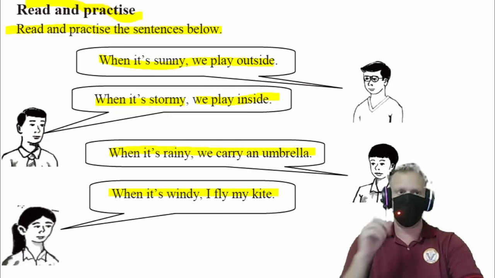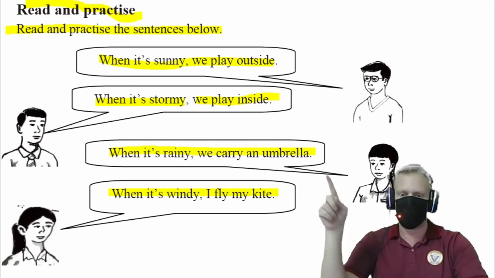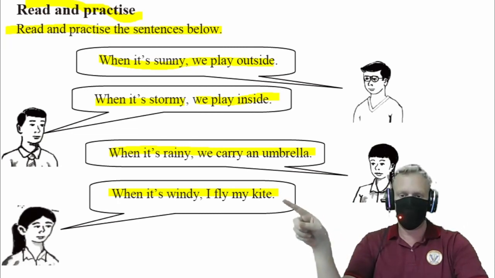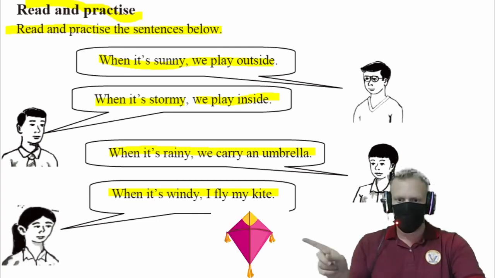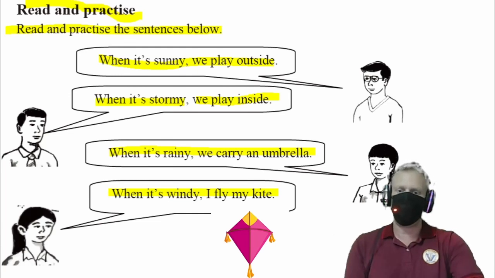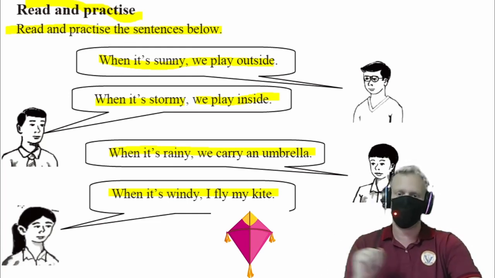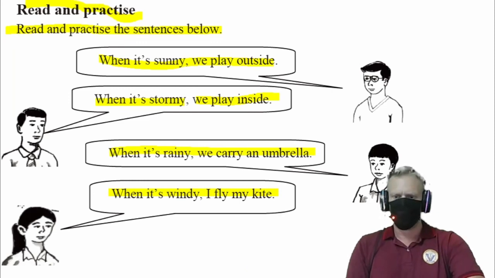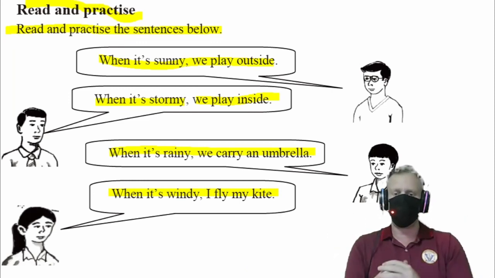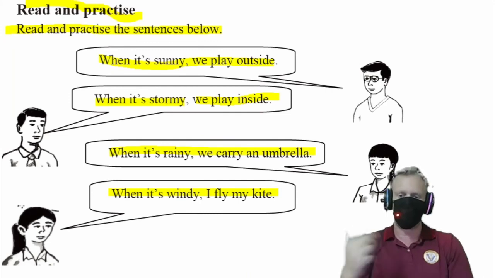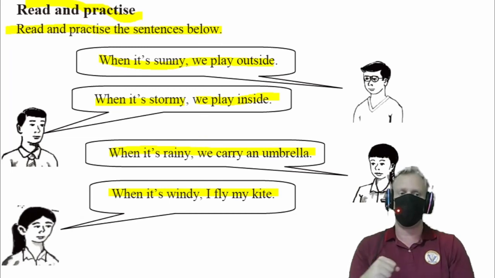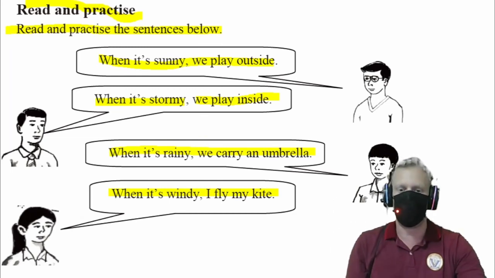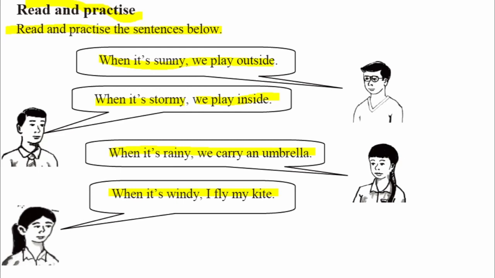I know for a fact you know what an umbrella is, but do you know what a kite is? Well, if you don't know, this is a kite. Right here is a kite. I fly my kite, yes, on windy days. Please pause the video and practice these 4 sentences, and then we can move on to number 5.